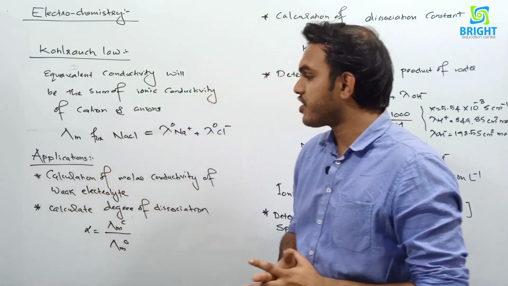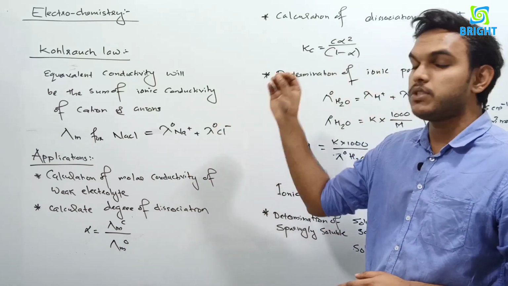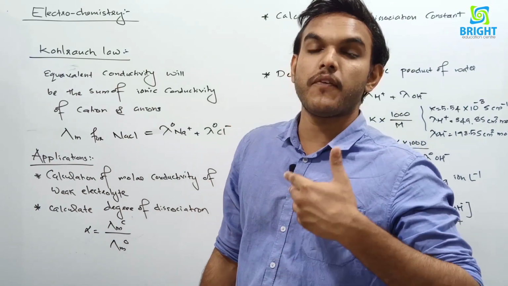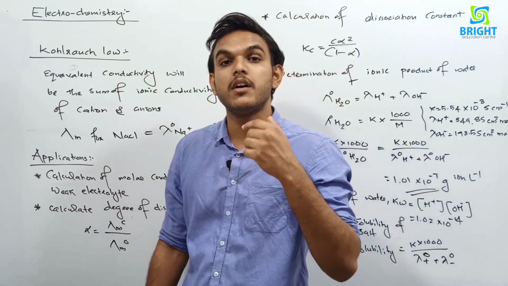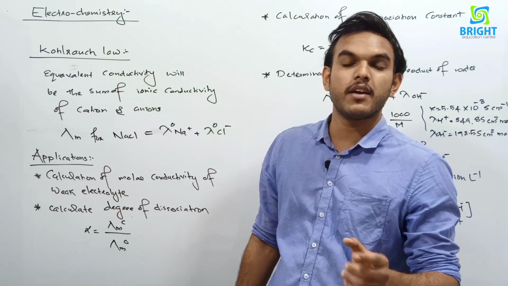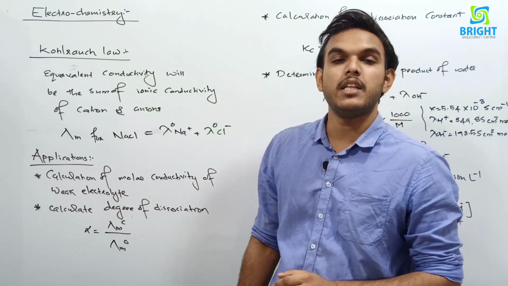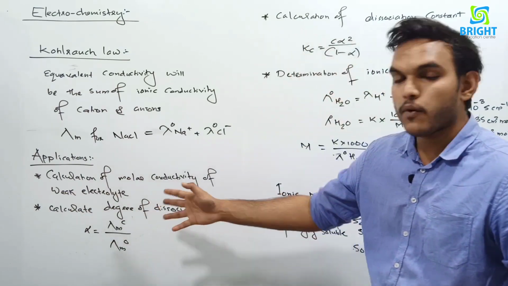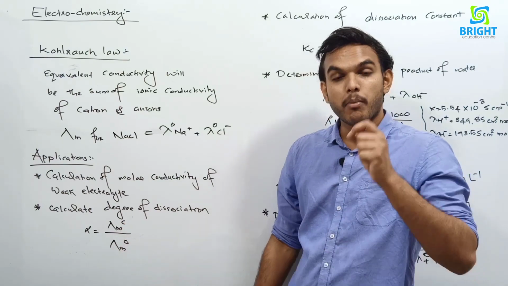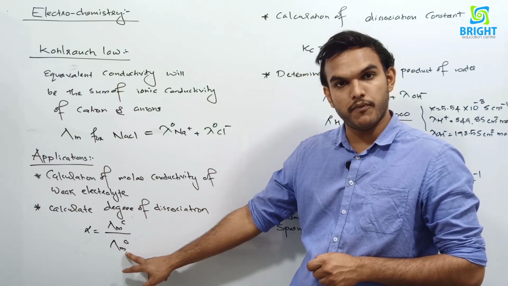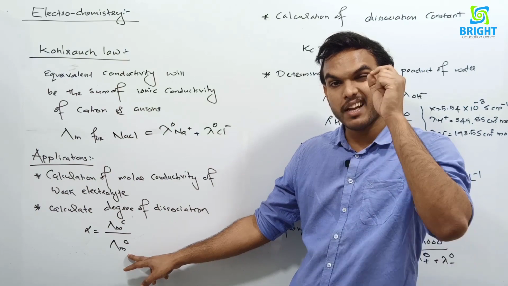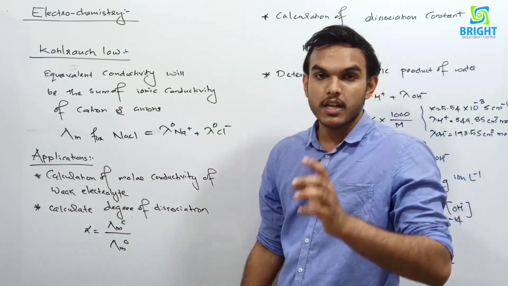The first application is the calculation of the molar conductivity of weak electrolytes like ethanoic acid, which show a curved graph between molar conductivity and the root of C. It is also used to calculate the degree of dissociation, alpha, which is the molar conductivity at concentration C divided by the molar conductivity at infinite dilution, that is, lambda mc divided by lambda m naught.